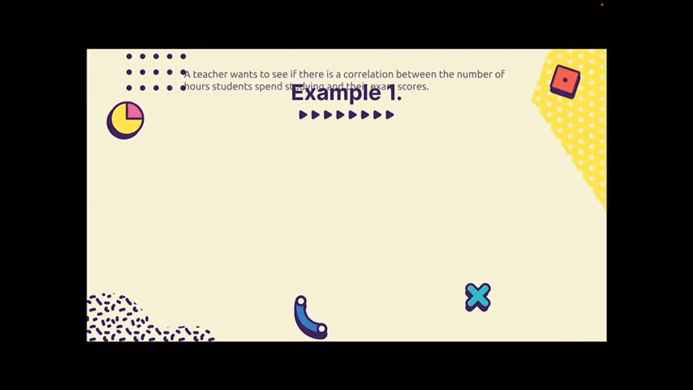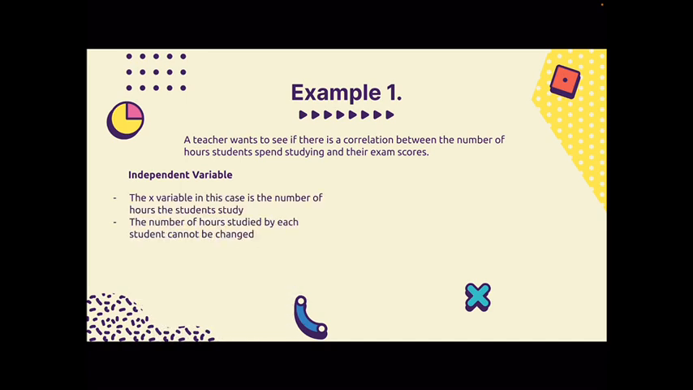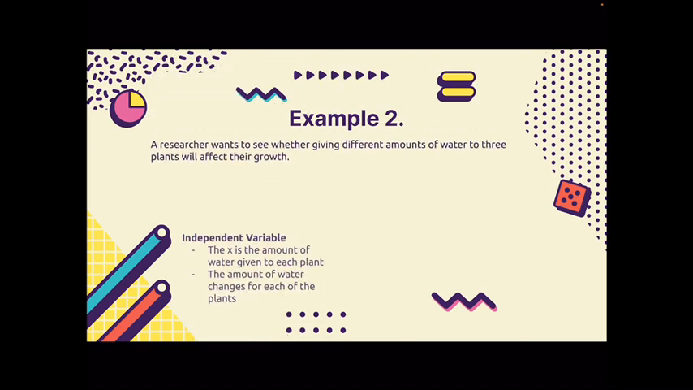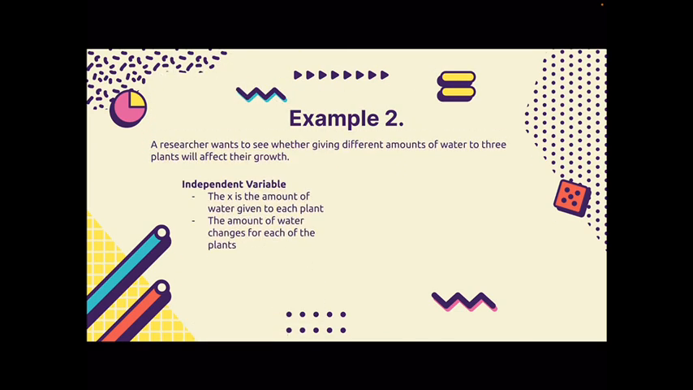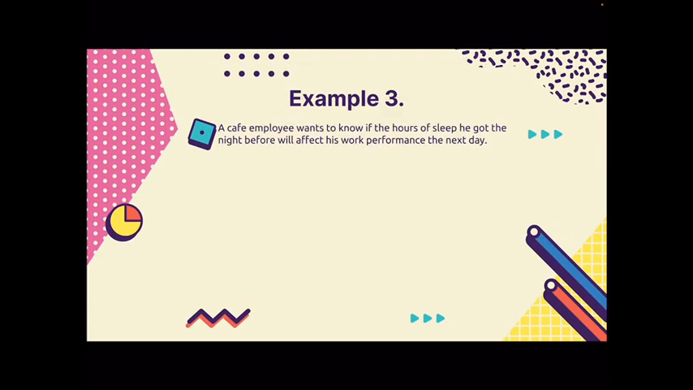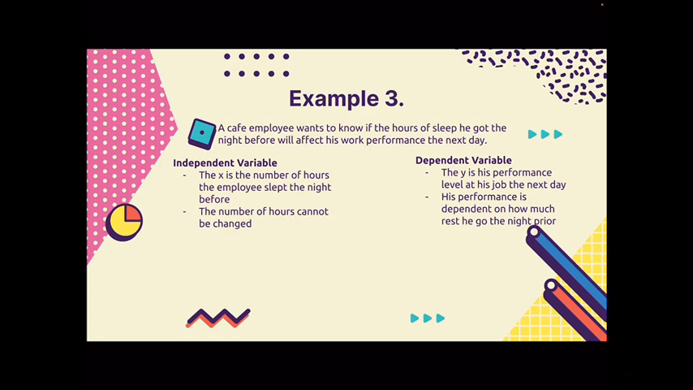In example 1, our independent variable is the number of hours a student studied prior to their exam, and the dependent variable is the scores that they got on their exam. Example 2. In this, our independent variable is the amount of water given to each plant, and the dependent variable is the growth of the different plants. Example 3. In this, the independent variable is the number of hours the employee slept the night before, and the dependent variable is his job performance at night.